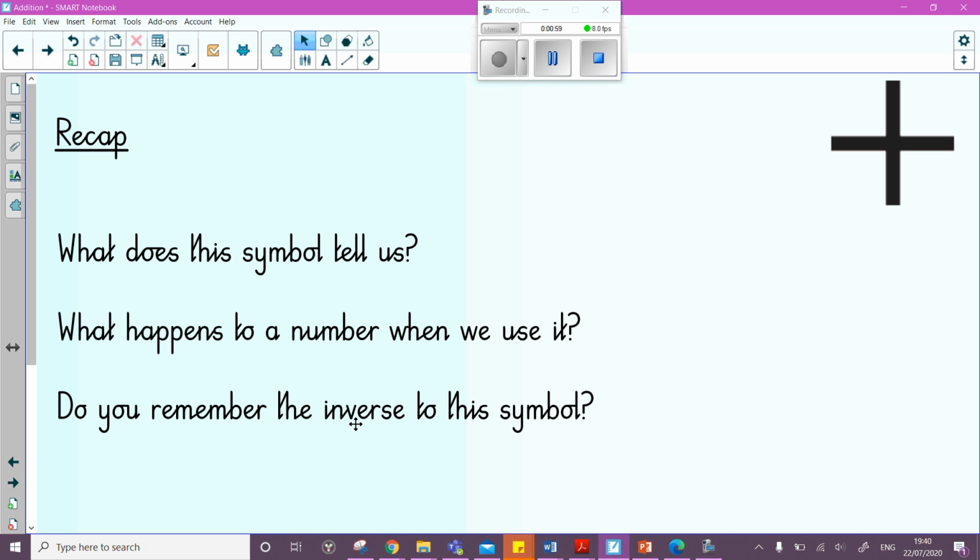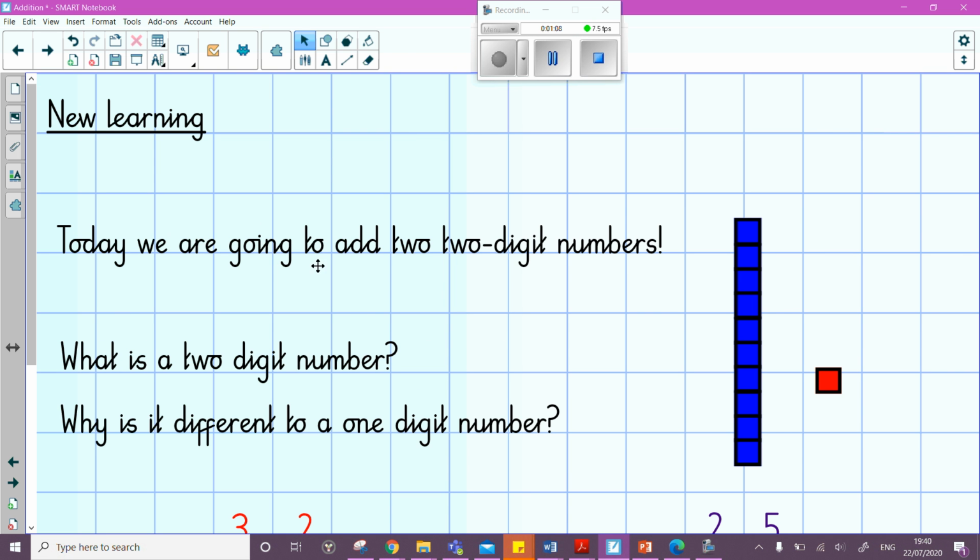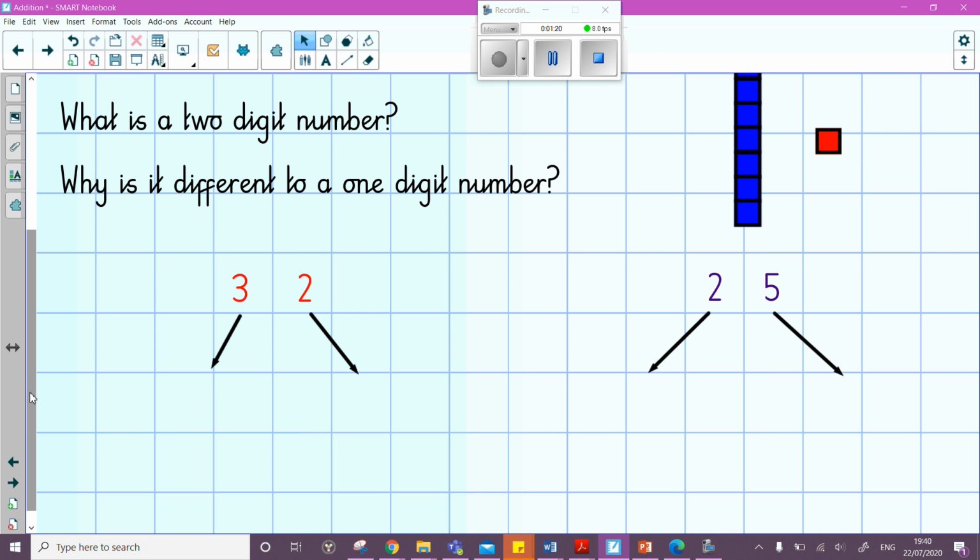Do you remember the inverse to this symbol, so the opposite? So the inverse is to subtract. Well done. So to start with, before we begin and move on to our adding two-digit numbers, we need to be able to understand what a two-digit number actually is and why it is different to a one-digit number. So below, I've written down two-digit numbers. So here we've got the number 32, 3 tens and 2 ones, or 2 units.